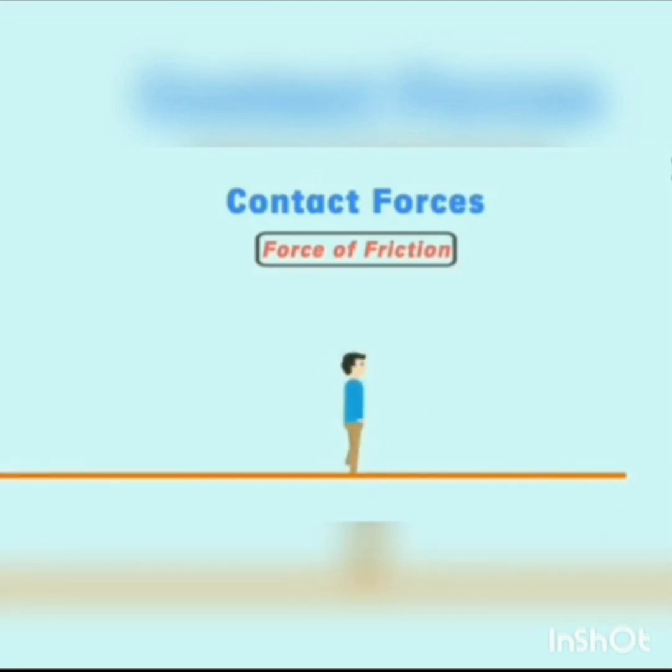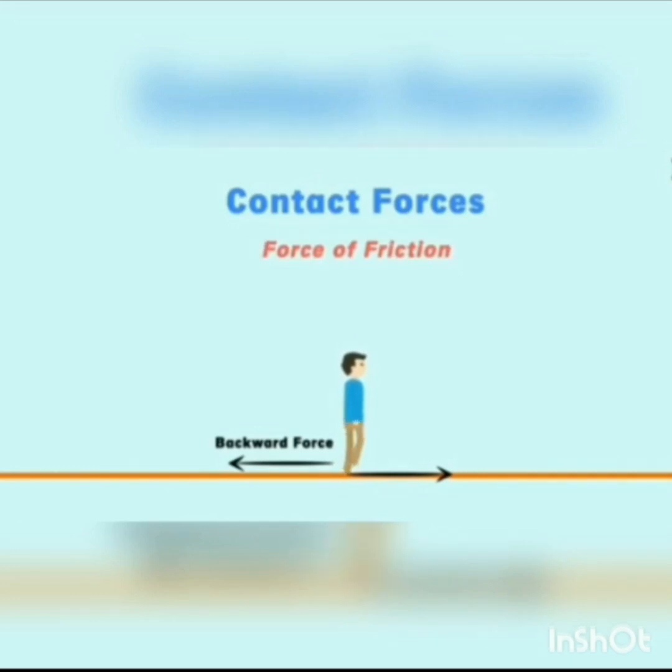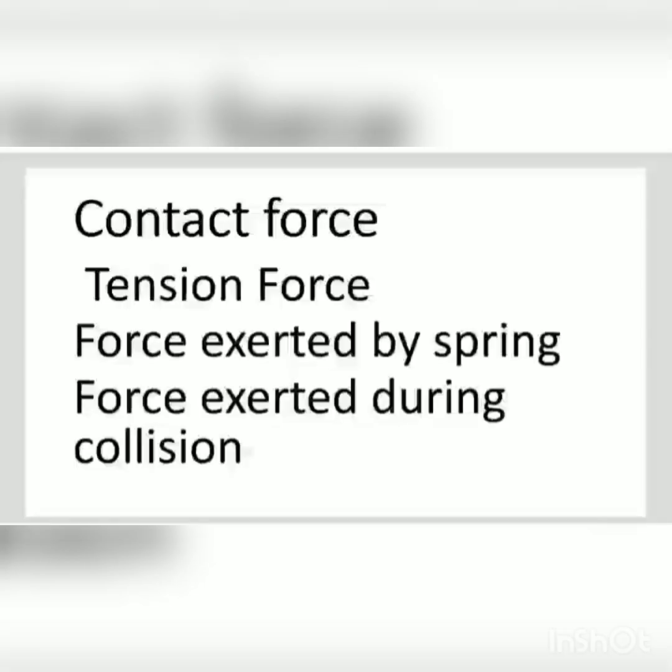For example, when a man walks on the floor, he applies a force backward and the floor applies a force forward. This applied force is called friction force, which helps us to walk on the floor. And the other contact forces are tension force, force exerted by a spring, and force exerted during collision.